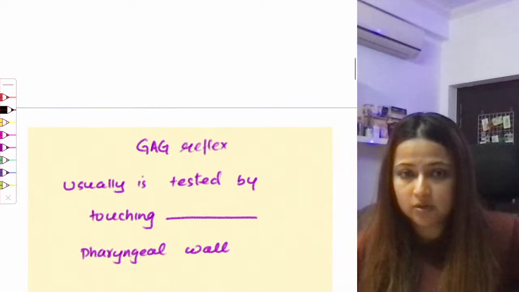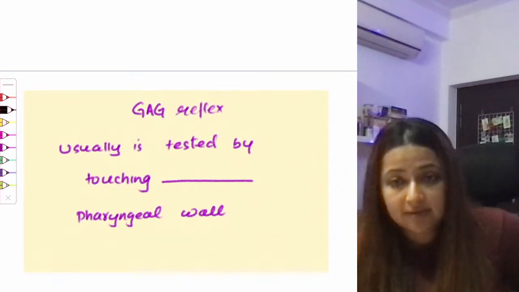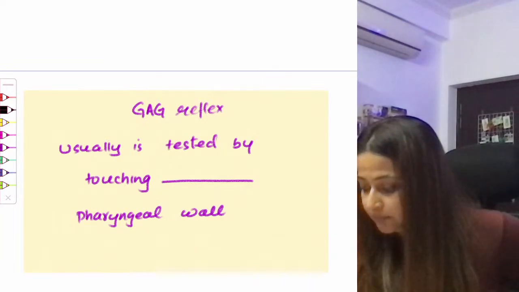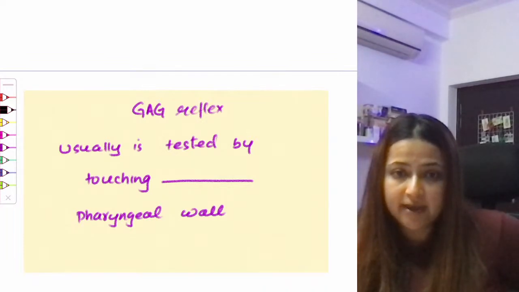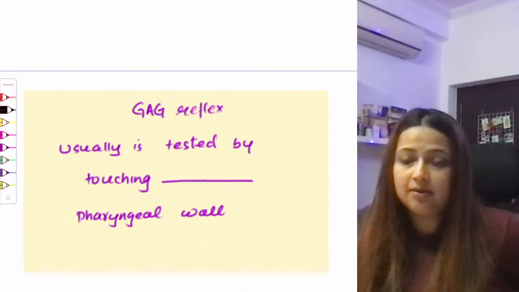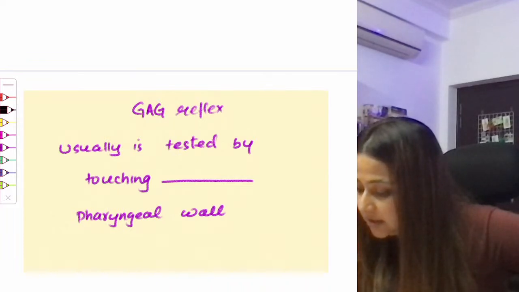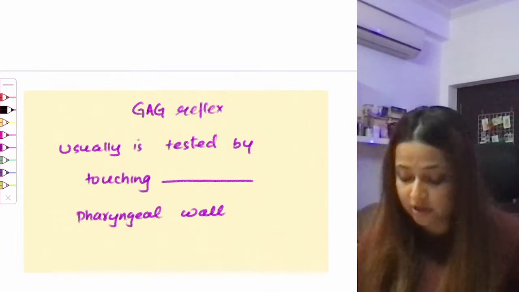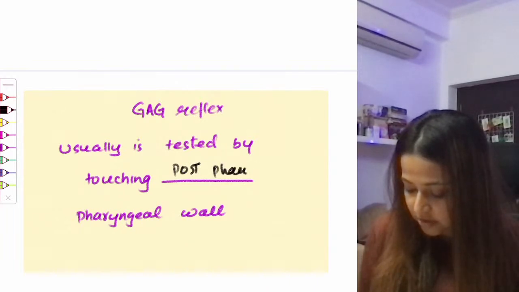Moving on, so look at this question. Gag reflex usually is tested by touching dash pharyngeal wall. So what do you think? Which pharyngeal wall would you touch to elicit a gag reflex? Anyone? Excellent, Smriti and Ankit, you give the right answer. The answer to this question is posterior pharyngeal wall.